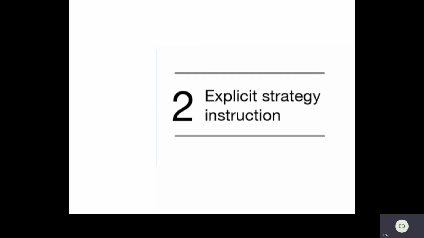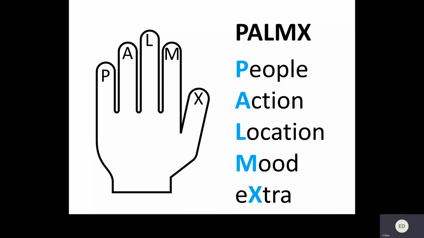Stage number 2 is teaching the strategy explicitly. So the strategy that I'm going to use for this is PALM-X, which is one that I know lots of people use. The answer to the question, what is in the picture, needs to contain people, action, location, mood, and an extra element. And to help students remember them, we've organised it with the acronym PALM-X. So I would spend some time explaining this and teaching it to the students.